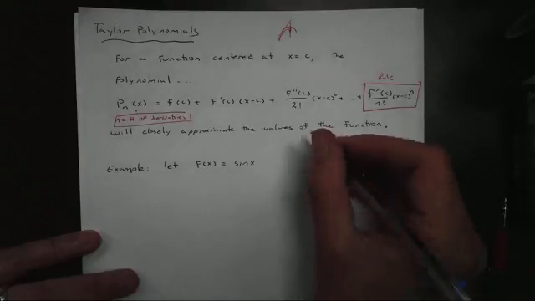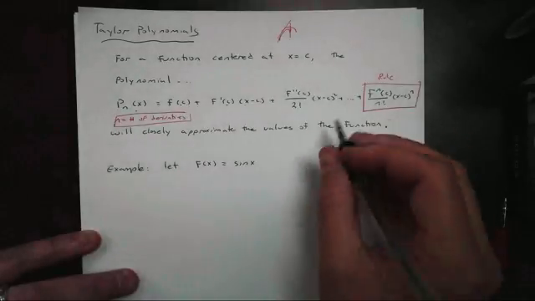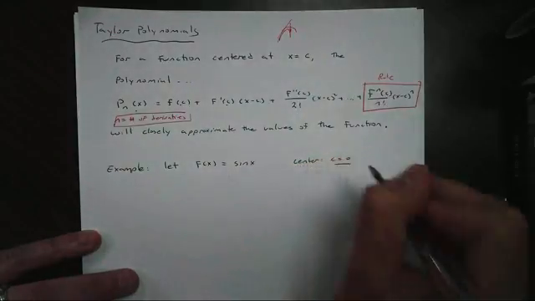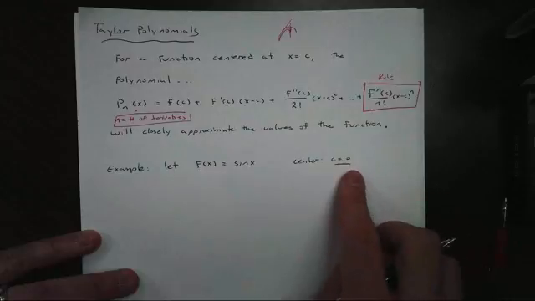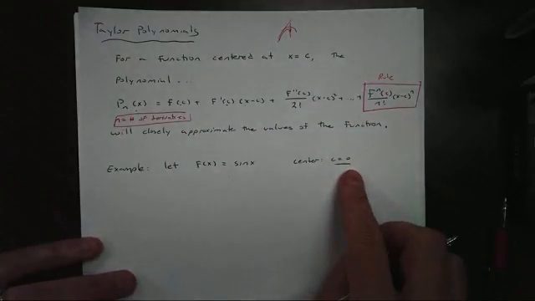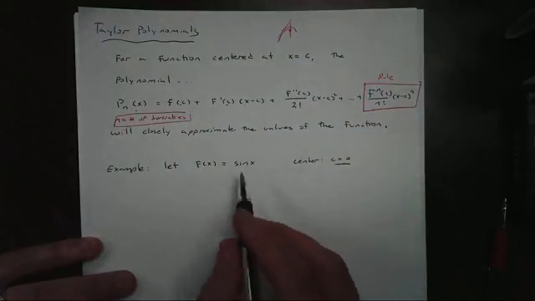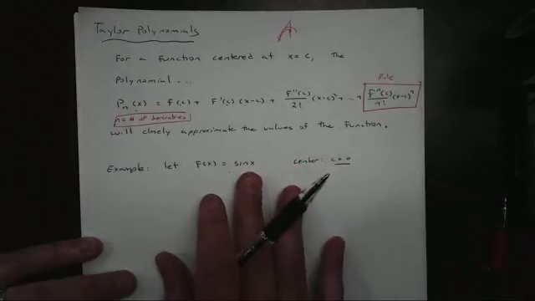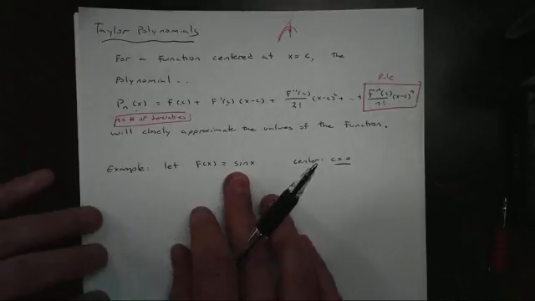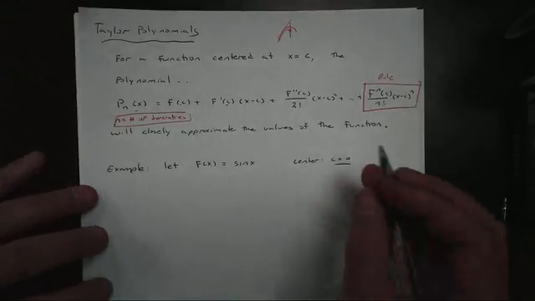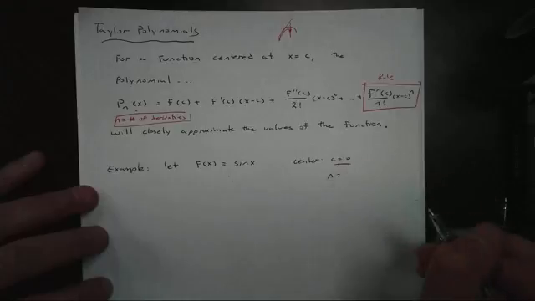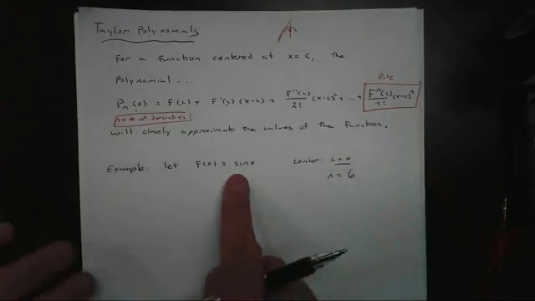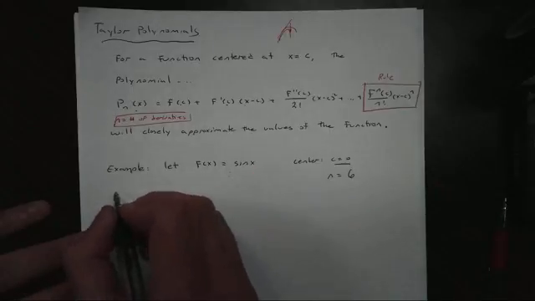Now we have to have a center, and that's what this c is for. c is our center. In this case, let c equal 0. Now we have a special name for this. It's called a Maclaurin polynomial, which we'll talk about in just a few moments. But really what I want to do is generate a polynomial that looks like sine of x. Now how far you want to go is up to you. Let n, the number of derivatives we're going to take, equal 6. So what that means is I'm going to take 6 derivatives of sine of x, and I'm going to start that.